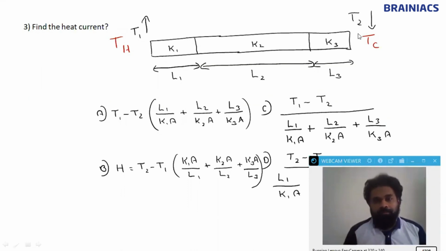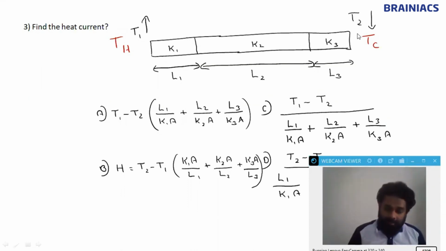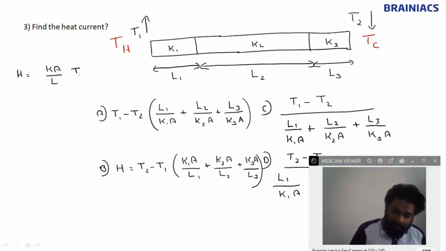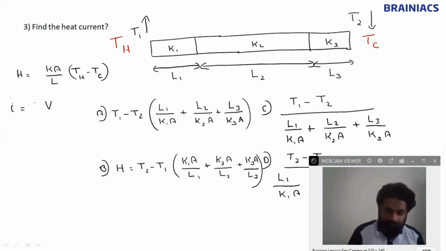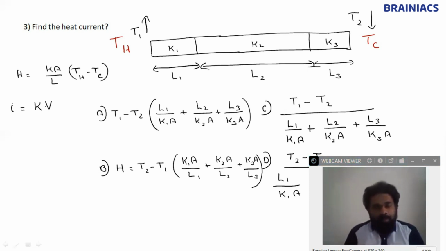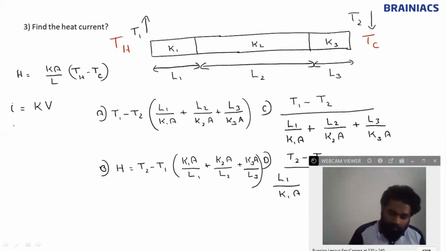So in this question, they are asking what is the heat current. So heat current, we know, H is equal to KA by L times (Th minus Tc). This is just like, suppose if current is asked, voltage divided by resistance. Instead of that, if we write conductance instead of resistance, I is equal to KV in this form.